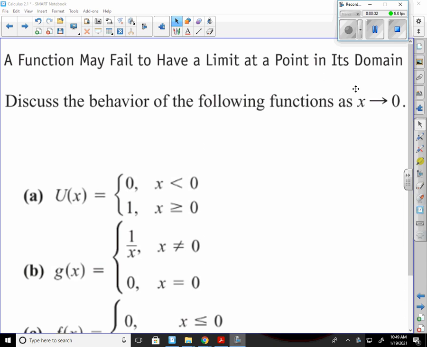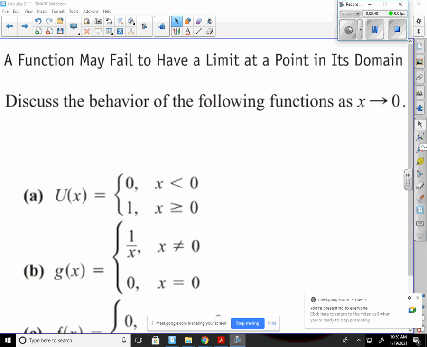Okay, so a function may fail to have a limit at a point in its domain. It doesn't necessarily always have to have a limit at a certain point. So if we're looking at these functions as x approaches 0, then we have to look at it from both different directions, as it approaches 0 from the left and as it approaches from the right.